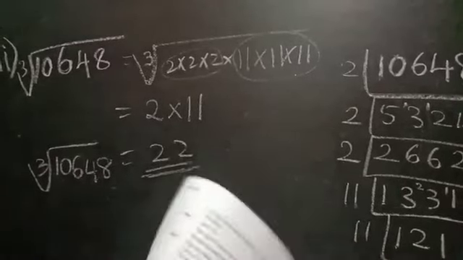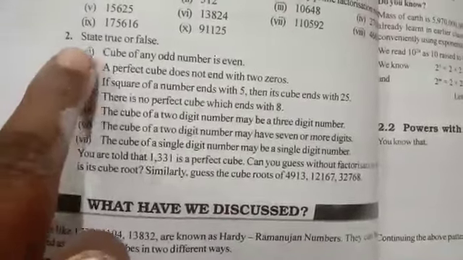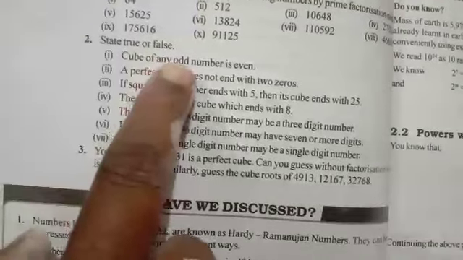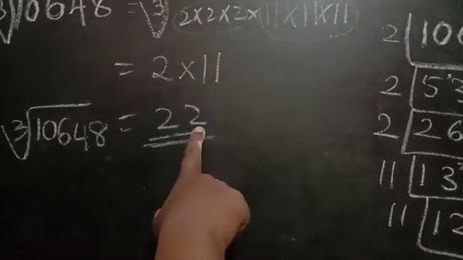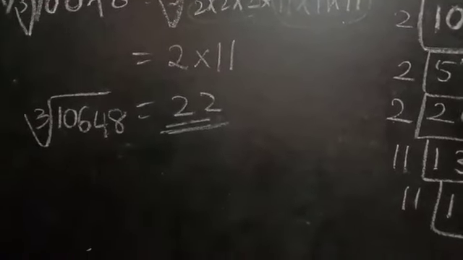Same like this you can do the sums. Now we will go for the second main. State true or false. First one is: cube of any odd number is even. It is false, because an even number's cube will be an even number, and an odd number's cube will be an odd number.